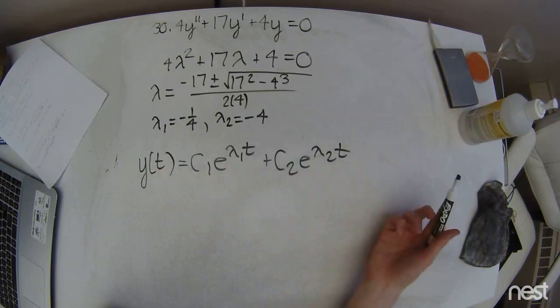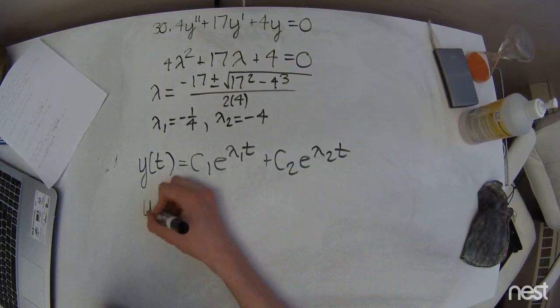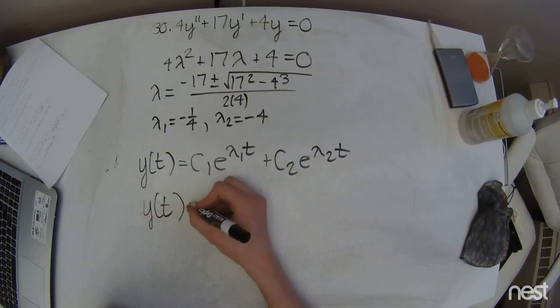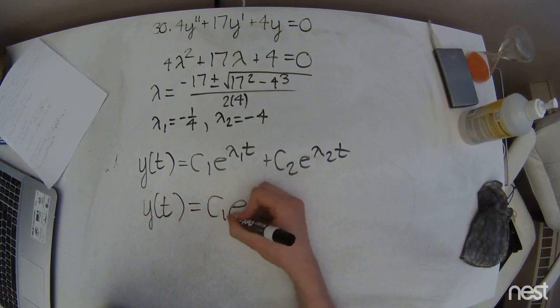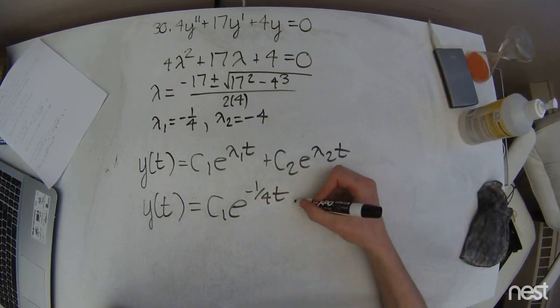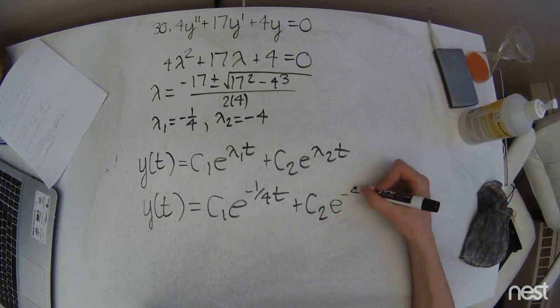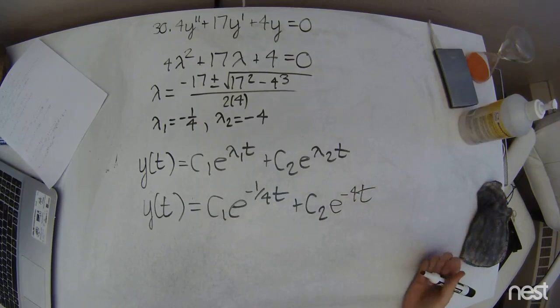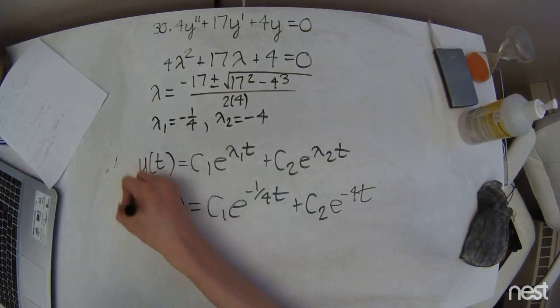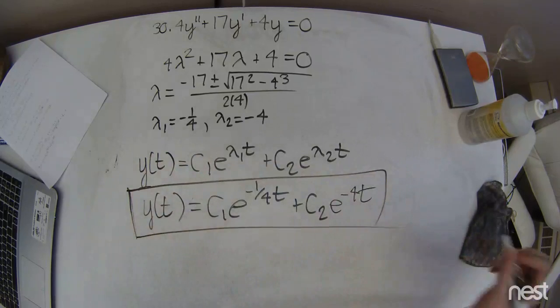So we can just plug in lambda 1 and lambda 2 here since it's already nice and set up. So our solution will look like c1 e to the negative 1 fourth t plus c2 e to the negative 4 t. And that is our final solution.